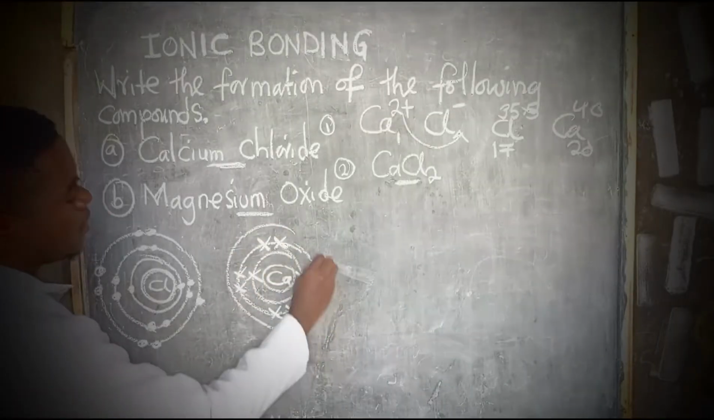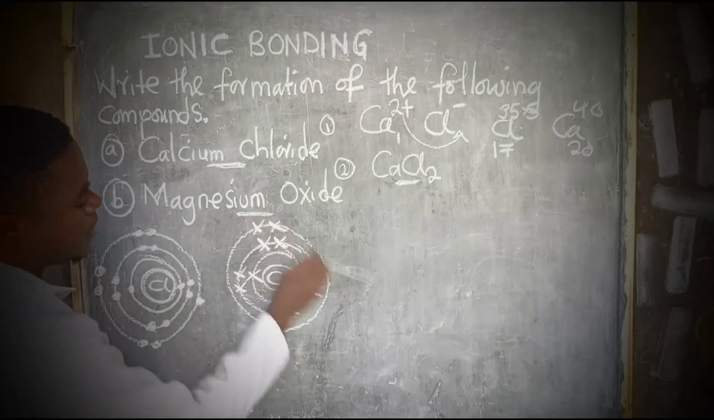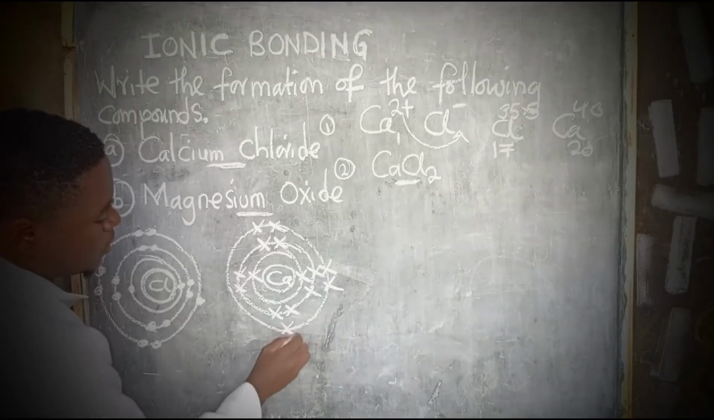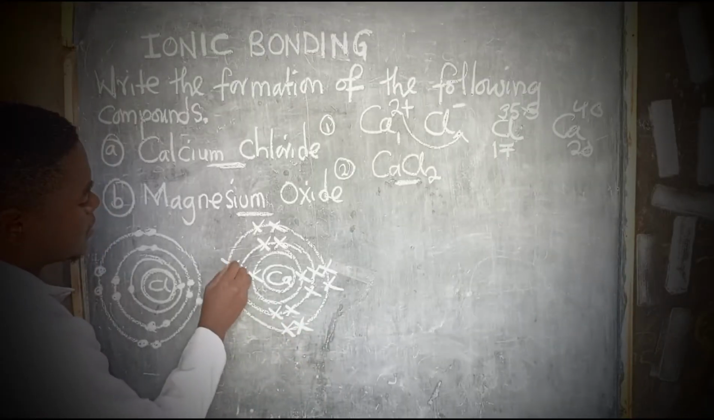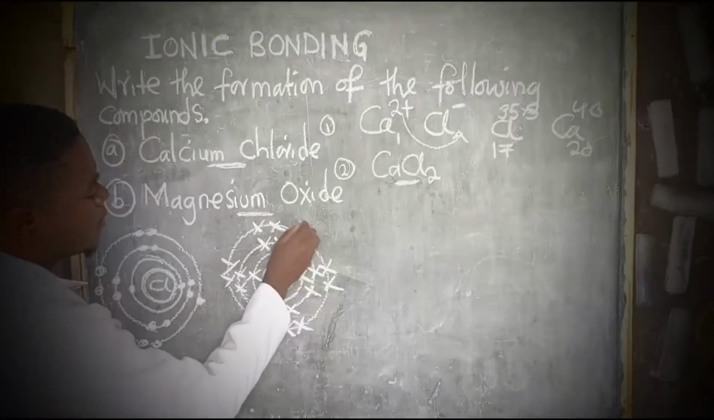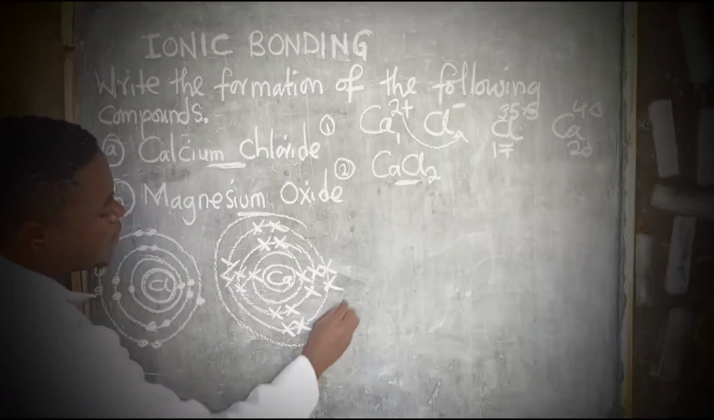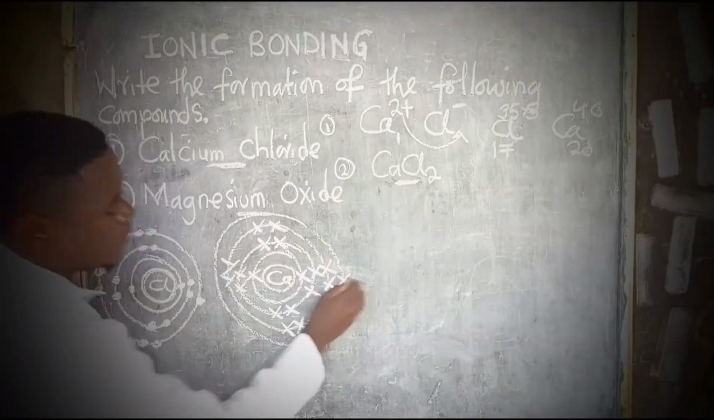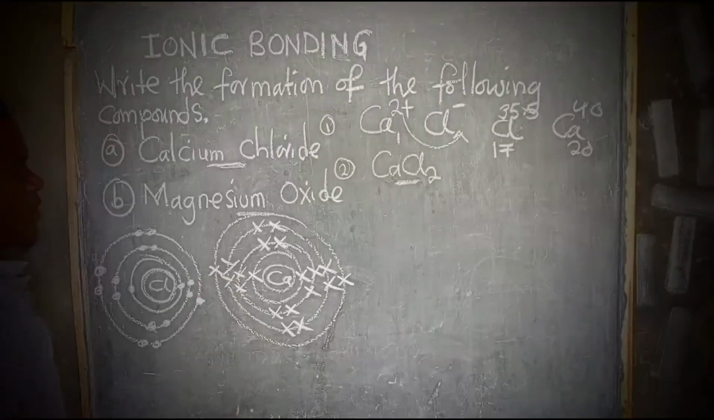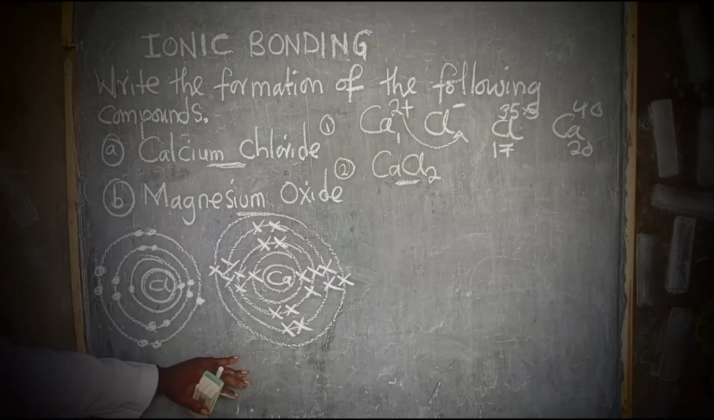Second one, it is 8. Put 8 like that. So I put 8 like this. The last shell, I need to have 2. So this one there, this one the other side. So this is what I am doing.